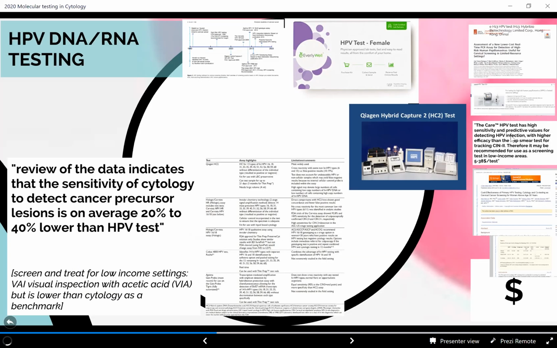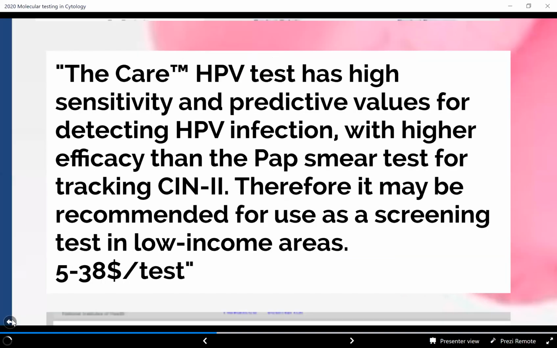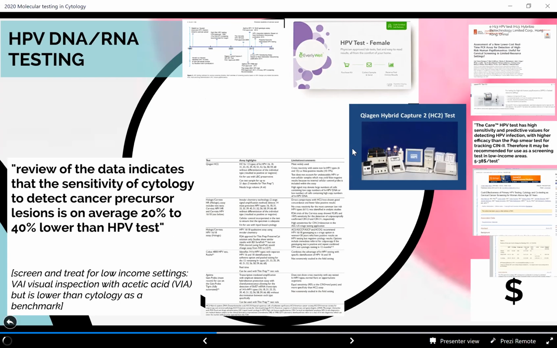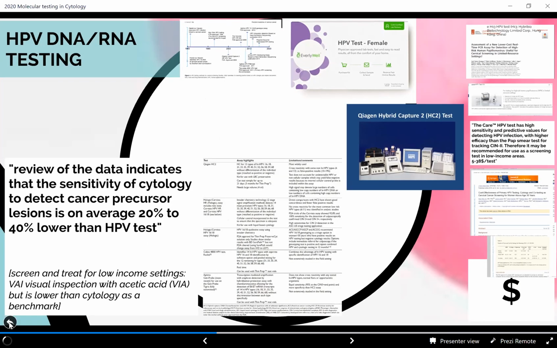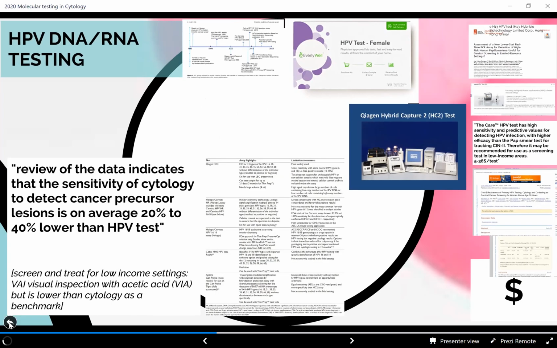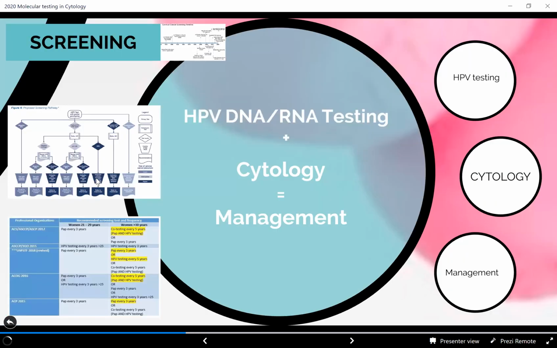And this is kind of being assessed, and there are newer platforms like the CARE, which is for lower income settings. But there are a number of different kinds of settings that would need to be validated before you could use it widespread. So that is the main use of the testing.